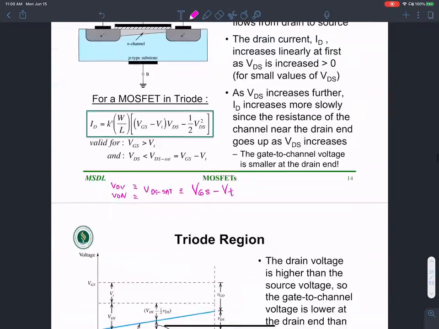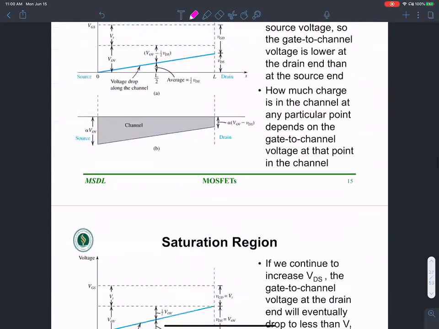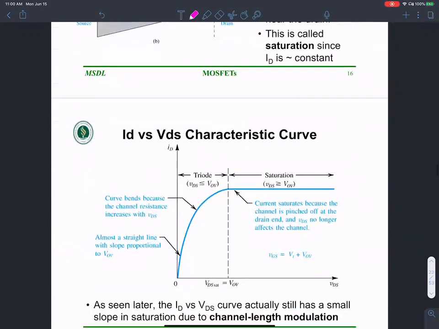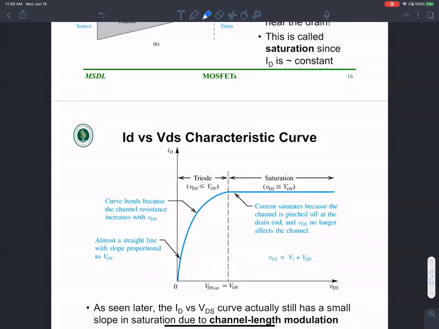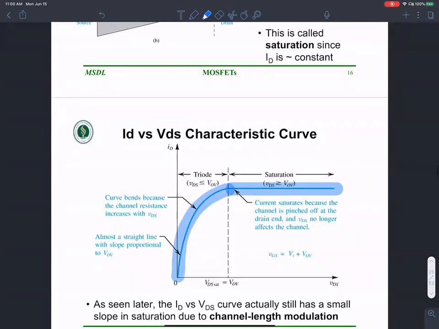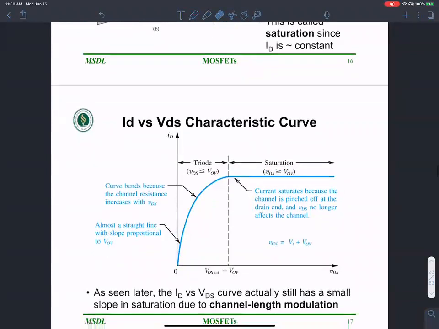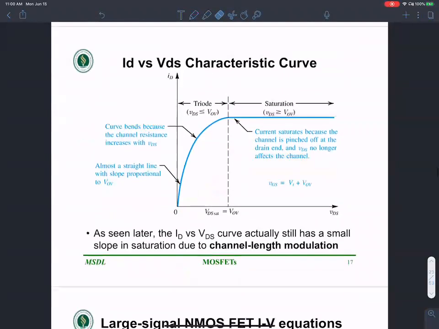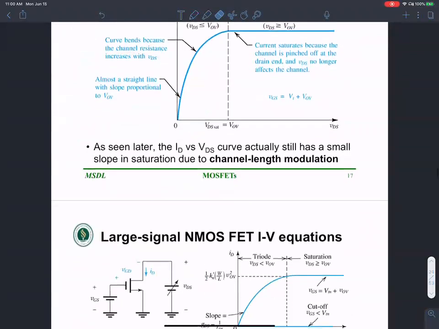All right, so let's take another closer look at the different regions. Hey, we looked at this already, didn't we? The parabolic relationship and the constant current relationship, okay? So this is something we already know. In the saturation region, the drain current is constant. In the linear region, it behaves like a parabola. Okay, so the curve bends because the channel resistance increases with VDS, so on and so forth.